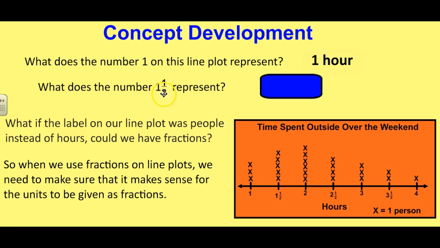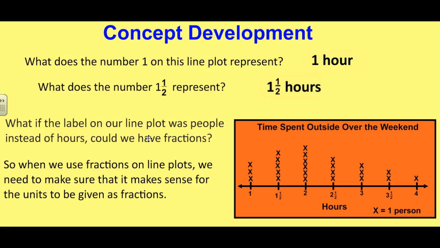What does the 1.5 represent on the line plot? I want you to go ahead and write that on your paper. It's kind of like what we just did when we looked at the number 1, but now we're looking at the 1.5. What does the 1.5 represent on this line plot? Write that on your paper and push play. Okay, so you should have had that it was 1.5 hours. So if we kept going, we would say that this was 2 hours, this is 2.5 hours, 3 hours, 3.5 hours, and then 4 hours on the line plot. And the way we figured it out is just by looking at the label.